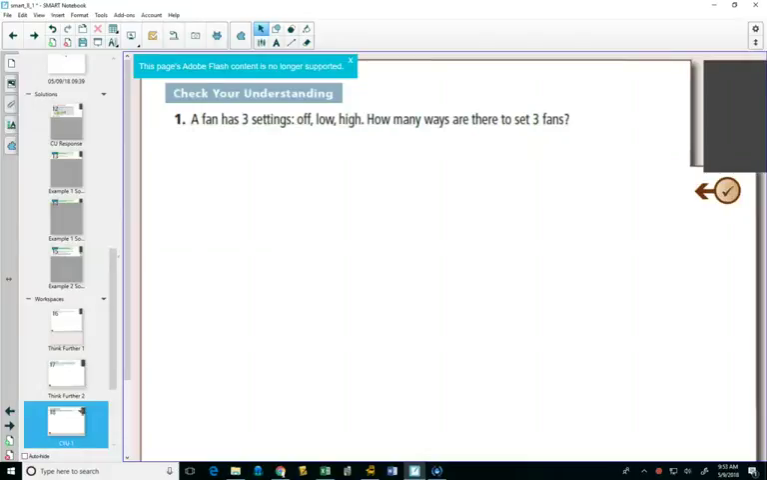A fan has three settings: off, low, or high. And you decide, because they're going to turn the air conditioning off in here, we're going to have three fans on the wall. What are all the different options? We could have them all off, we could have the middle one on high and the outside one on low. What are all the different options?